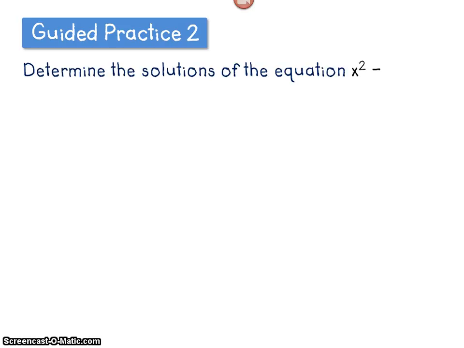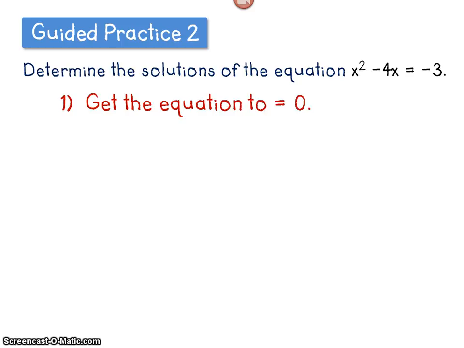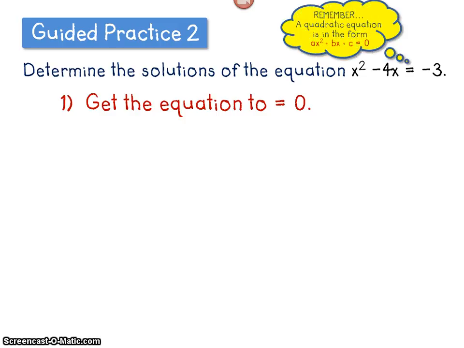Let's look at another one. Determine the solutions of the equation x squared minus 4x equals negative 3. This was the very first question I presented to you in this lesson. Right away, the first step here is different than the first step in the first guided practice. It says get the equation to equal 0. In order to solve a quadratic equation, it needs to equal 0, because remember, a quadratic equation is in the form ax squared plus bx plus c equals 0. Right now, it's equal to negative 3.